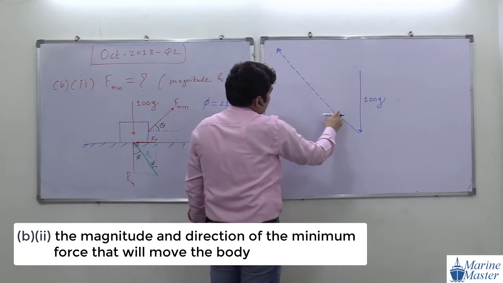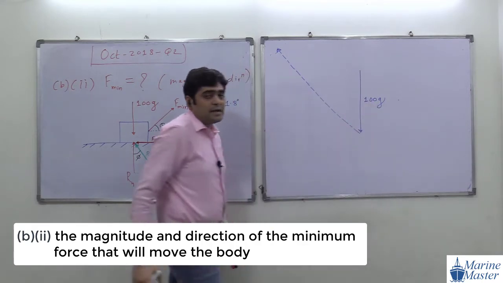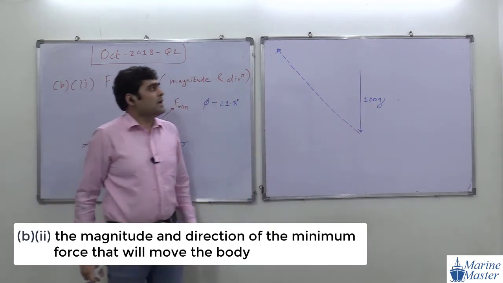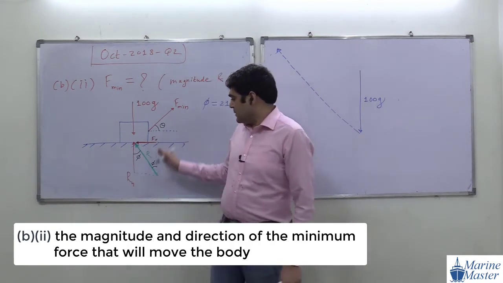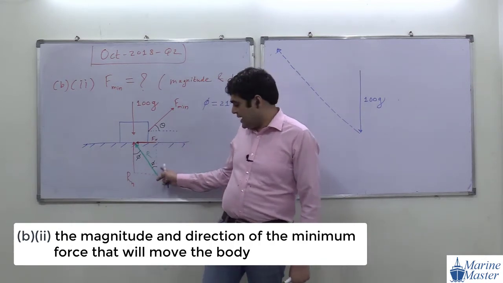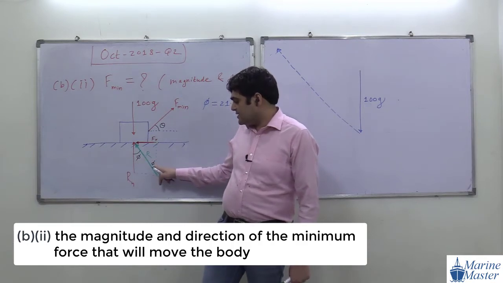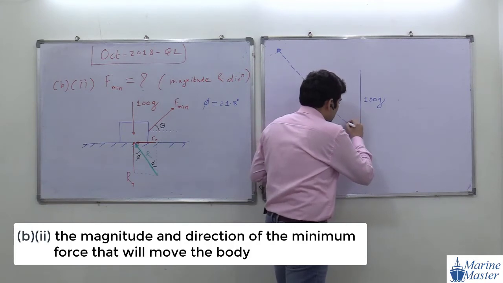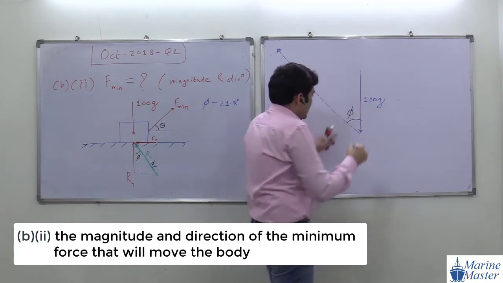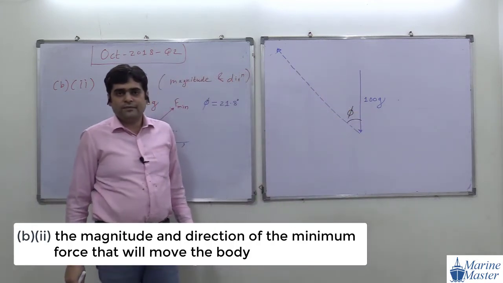What is the speciality of R? This is our R, and how much angle is R making with respect to the vertical? R is making angle phi. See the point here: whatever this angle is, the same angle is here. So which angle can we denote here? This angle is phi.